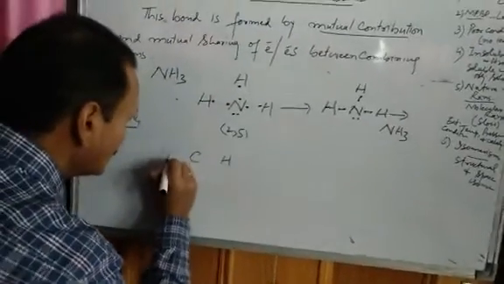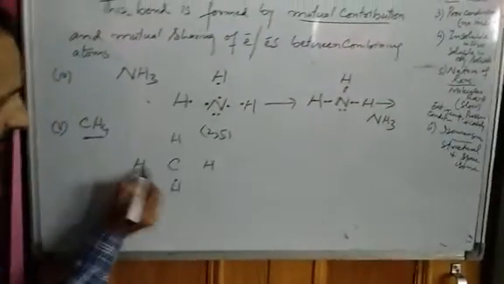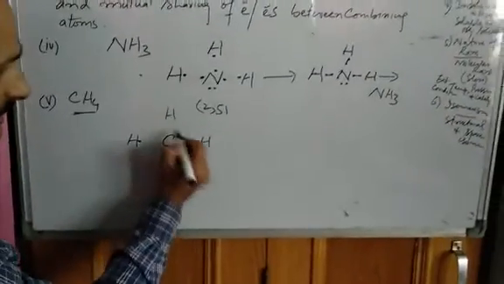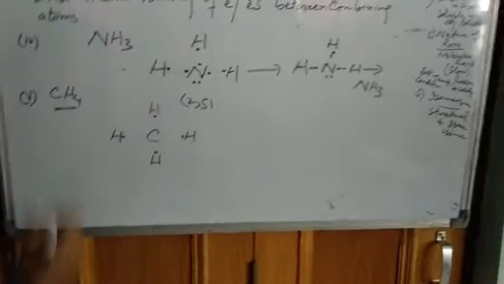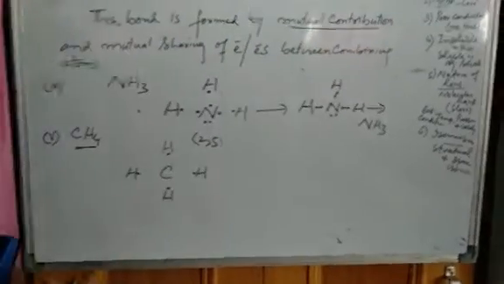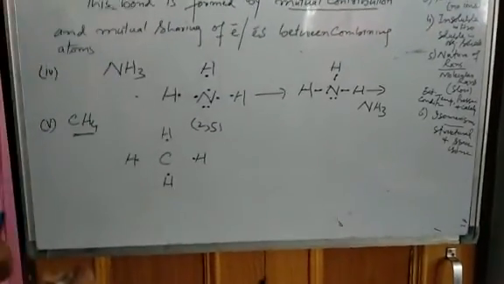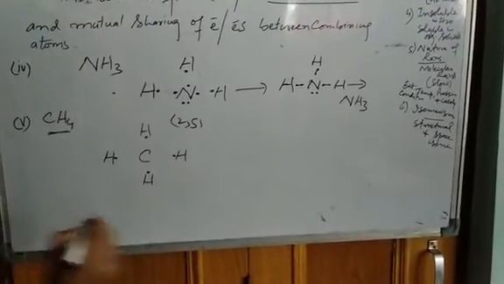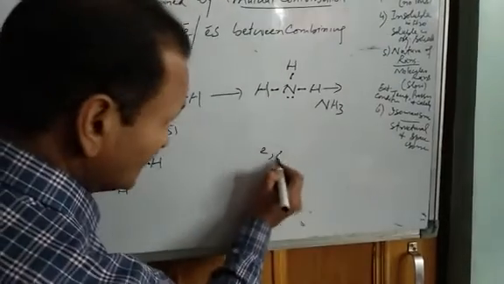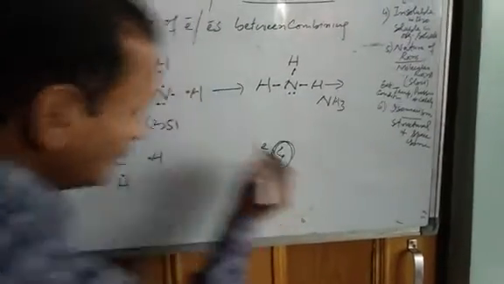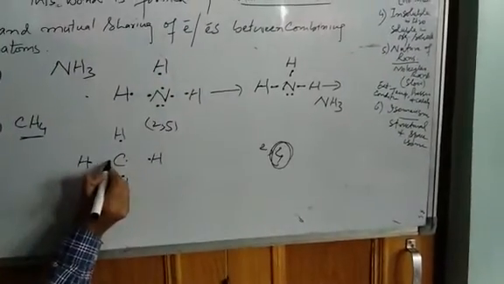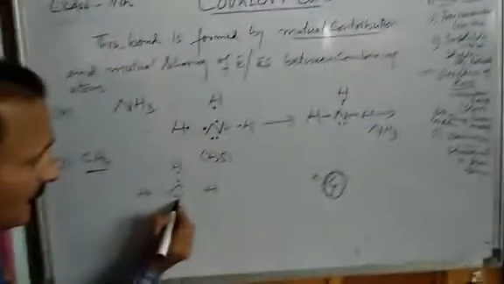1, 2, 3, 4. Let us go to the hydrogen atom first. 1 electron, 1 electron, 1 electron and 1 electron, because it has atomic number 1. Then your carbon has atomic number 6. Electronic configuration 2, 4. If 2, 4 is its electronic configuration, how many valence electrons? 4. 1, 2, 3, 4.